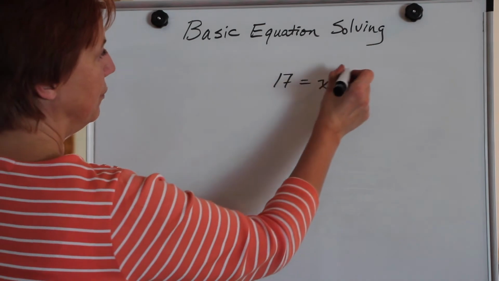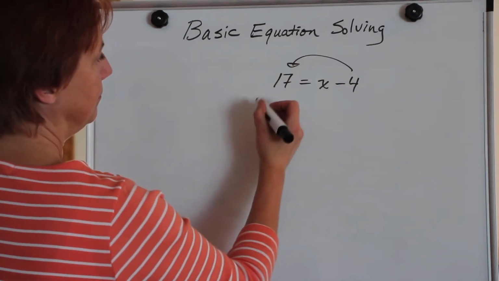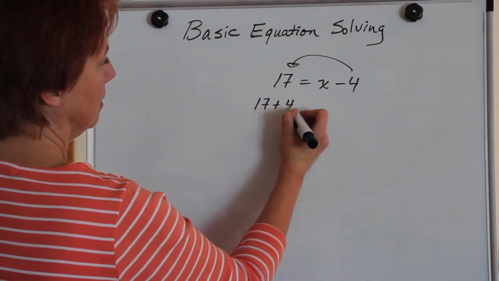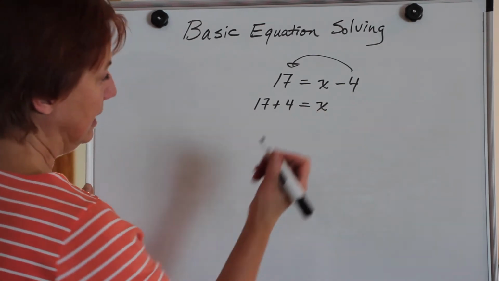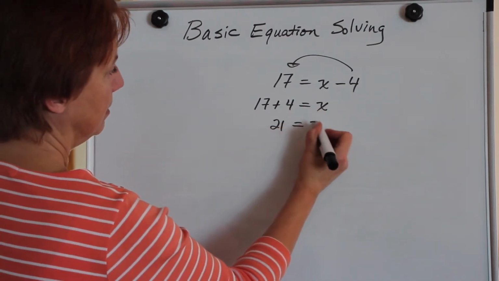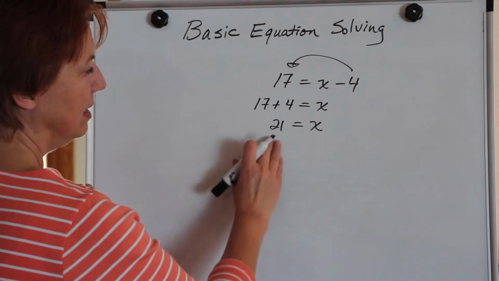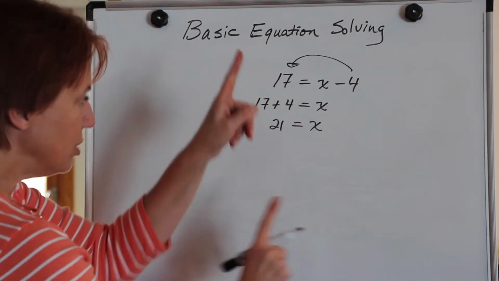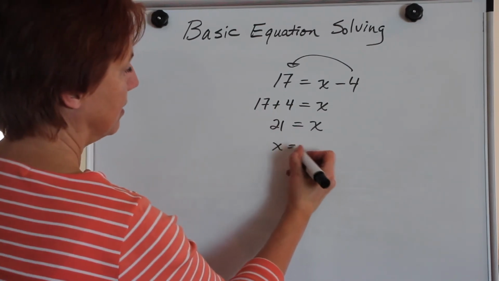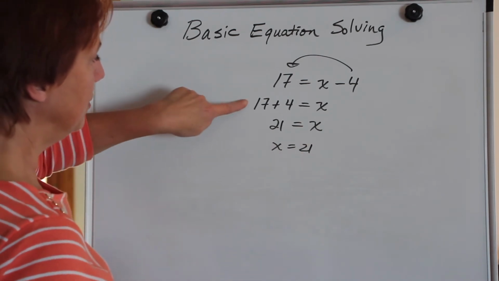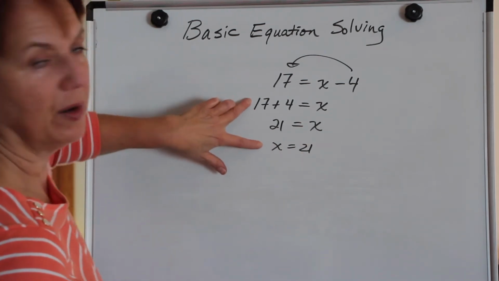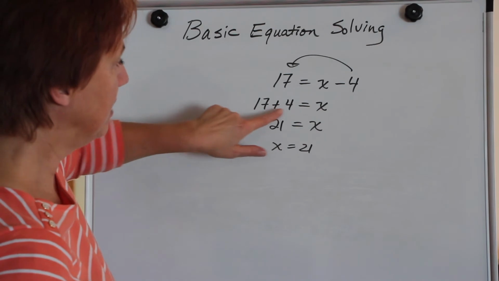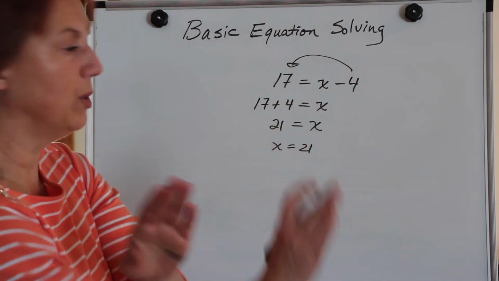Well, you would move the 4 over here, right? And then you would have 21 equals x. But instead of leaving this as your final answer, just swap the sides and write x equals 21. And you can even go from here to here right away if you want to, okay? Just add those in your head and then write them the other way around.